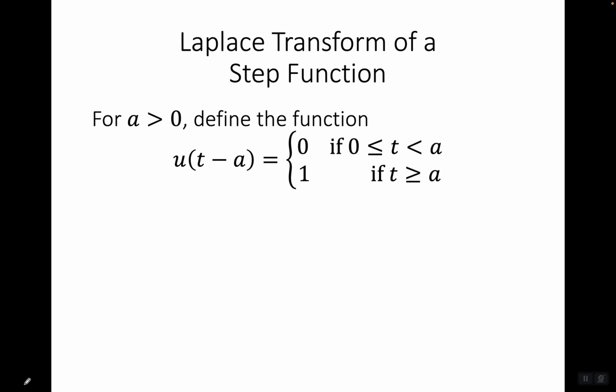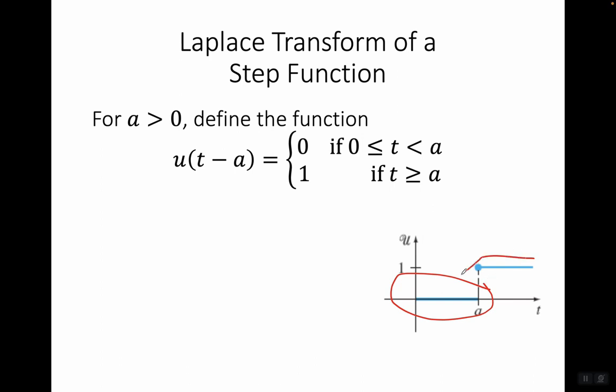For a greater than 0, define the function u of t minus a equals 0 for t between 0 and a, and 1 if t is greater than or equal to a. Here's what the graph looks like. This is straight from our textbook. Notice it's what we call a step function. Between 0 and a, it's 0, and then at t equals a, it jumps to a value of 1.